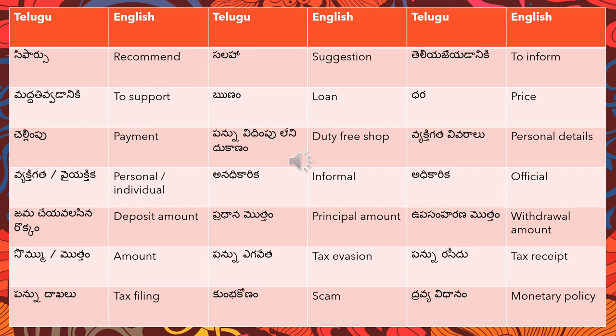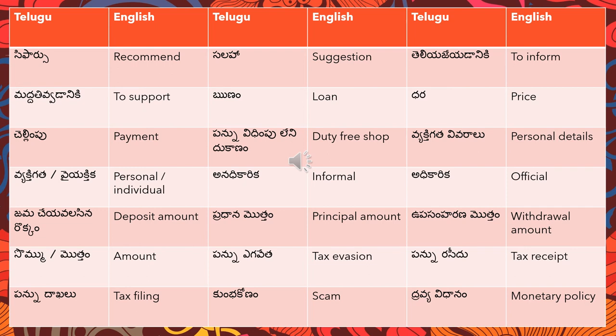Then the next word is deposit amount. Jama cheyvalsina rakkam. You can also call it mottam. Jama cheyvalsina mottam or rakkam. Pradhana mottam, principal amount. Upasamharana mottam, upasamharana is withdrawal. Sommu or mottam is, like I said before, amount.